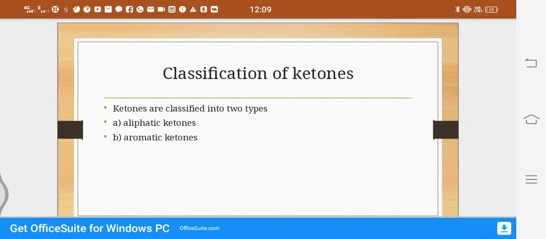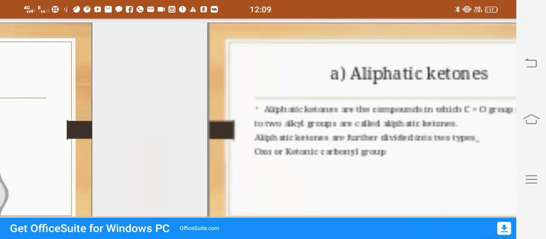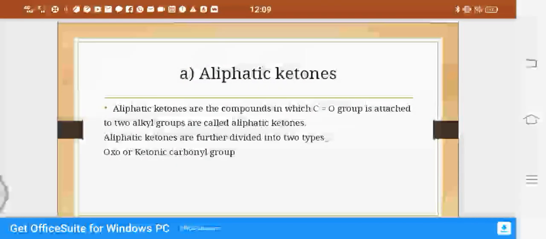Ketones are classified into two types. First is aliphatic ketone and second is aromatic ketone. Aliphatic ketones are the compounds in which the C double bond O group is attached to two alkyl groups.